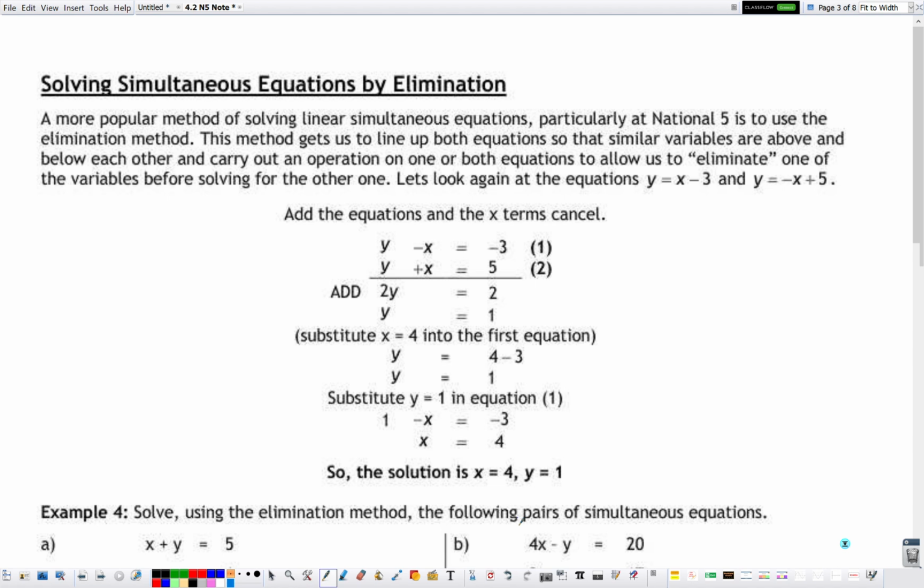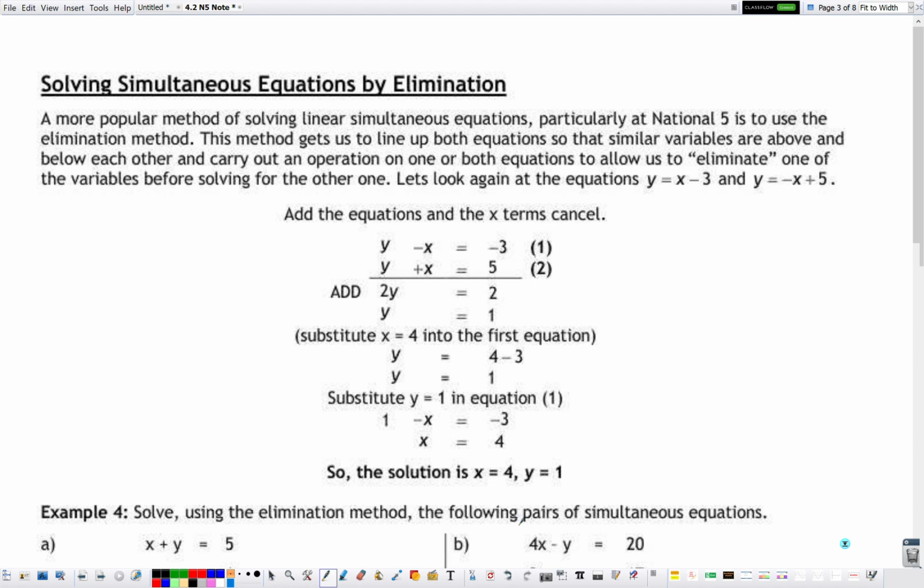So this involves lining up both equations so that the variables are above and below each other. So the y's are above the y's, the x's are above the x's, the numbers are above the numbers. And we're going to carry out an operation, so either adding every part of the equation or subtracting every part of the equation, and it will eliminate one of the variables.